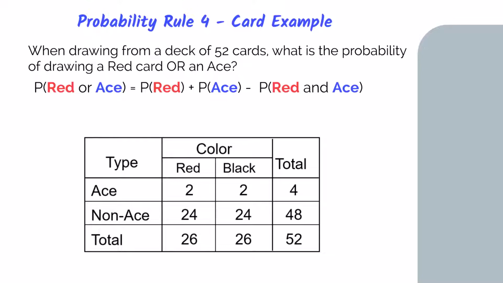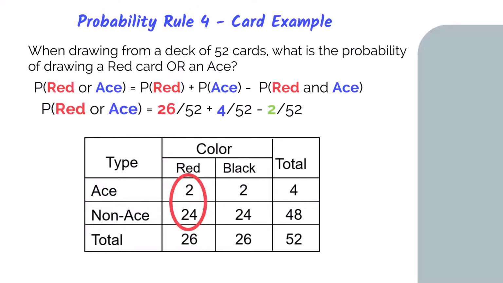The "or" tells us that we're going to use the addition rule because we want to add up the probabilities of getting either a red card or an ace. So we know that there are 26 red cards in the deck of cards, so there's a 26 out of 52 chance that we're going to get a red card in that same deck. We also know that there are 4 aces, so we have 4 out of 52 chances of drawing an ace.